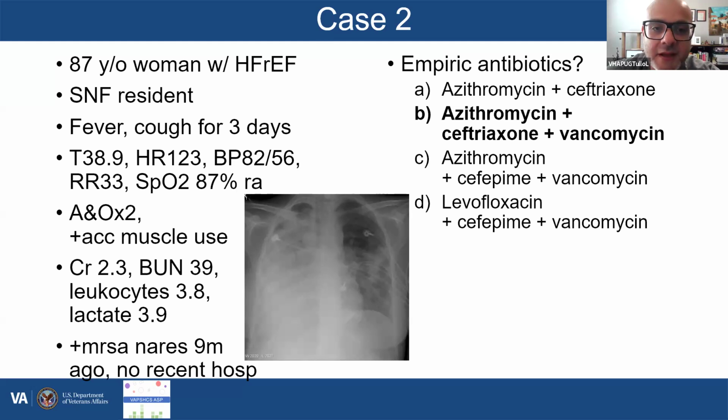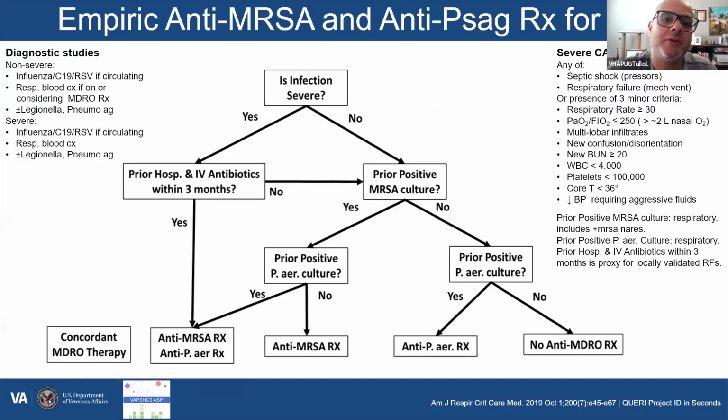Excellent. So this is a question about when to add empiric anti-MRSA and anti-Pseudomonal coverage for CAP. The 2019 ATS-IDSA guidelines have a lot of tables that are pretty nice at guiding you through this. But I prefer this algorithm. It's a little bit simpler. It was made by one of my fellowship program directors over at UCLA. And it's a little bit easier to follow, at least for me.